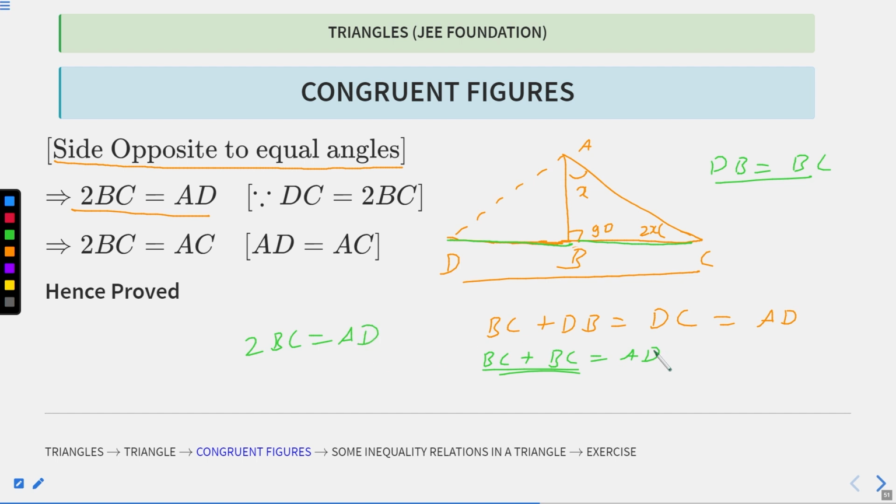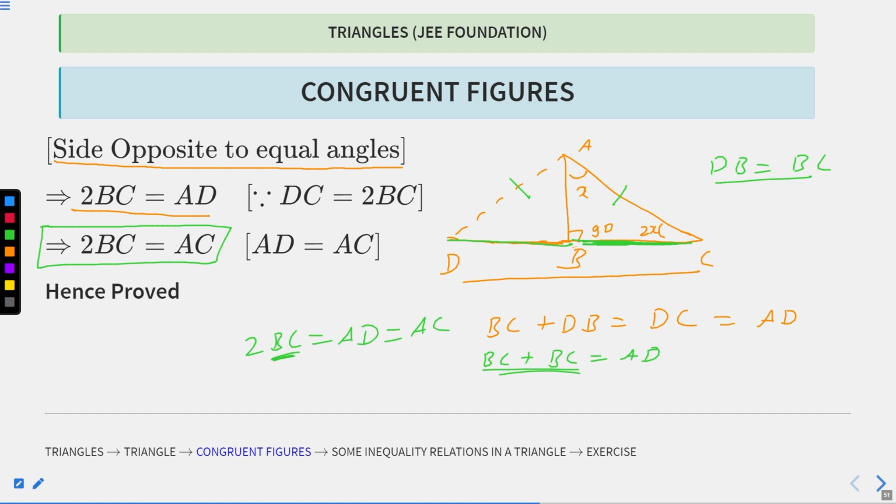Twice BC is equal to AD, and we know this length is equal to this length by CPCTC. So this AD is also equal to AC. So from this I can give you the final result, which was the thing we had to prove. AC is equal to twice BC, where BC is my smallest.